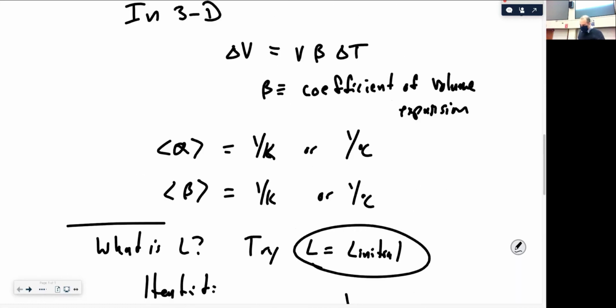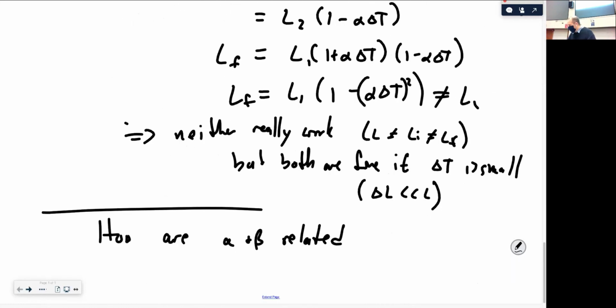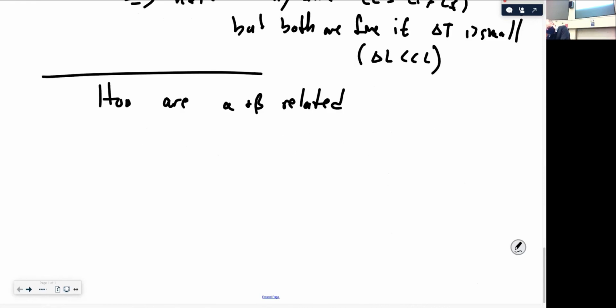It turns out that we're going to prove it here in a second. Beta is equal to 3 alpha. If you know alpha, multiplied by 3, you get beta. If you know beta, divided by 3, you get alpha. Why? How does that work? We can actually show that this is the truth.